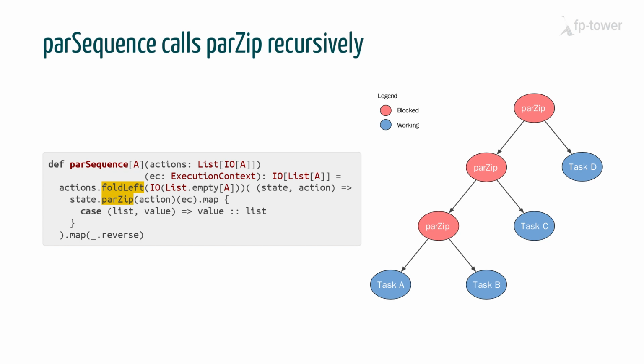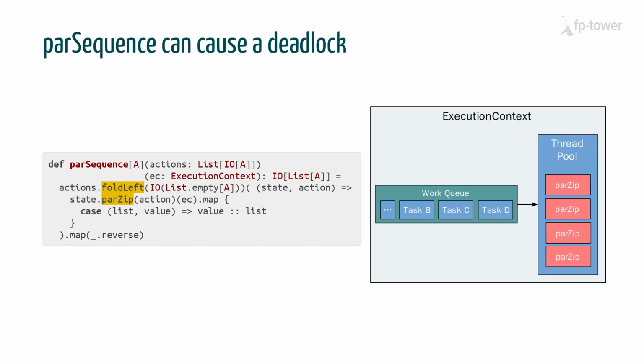If you think about it, parSequence builds a tree where the leaves are the meaningful operations we wish to execute, and the trunk consists of all the parZip operations between IOs. As you can see, our current implementation of parSequence is horrible because it needs to block 3 threads in order to execute 4 tasks concurrently. This also explains why parSequence can get stuck.